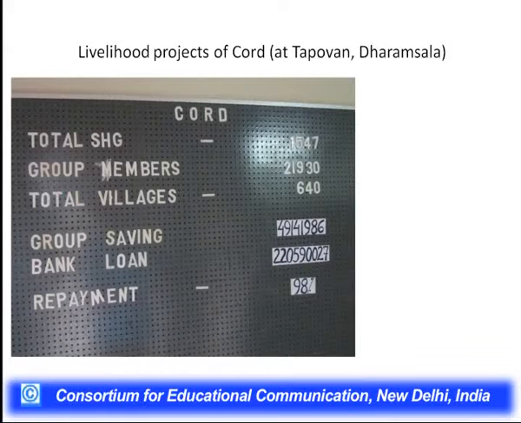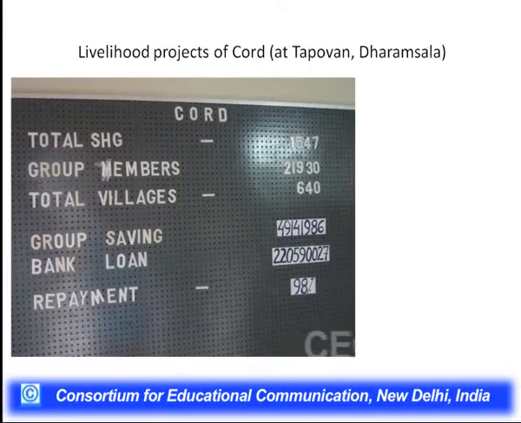Livelihood projects at CORD: here you can see how they are involving the self-help groups. A total of 1,547 self-help groups were involved, with 21,930 group members. Total villages, 640. These all involve bank loans, group savings, and repayments.